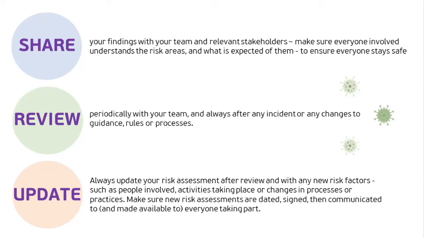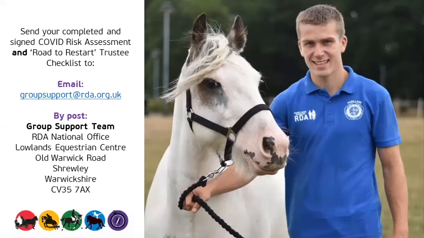When you're ready to formally apply to restart activity, you can post your COVID and signed COVID risk assessment along with your Road to Restart trustee checklist to the group support team at RDA National Office. We're happy to receive them by post or scanned and sent via email to groupsupport@rda.org.uk. Please make sure that scan quality is clear enough for us to be able to read them easily.